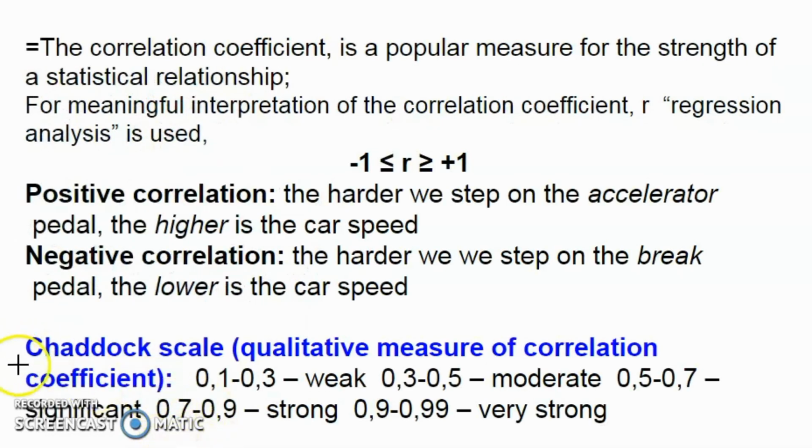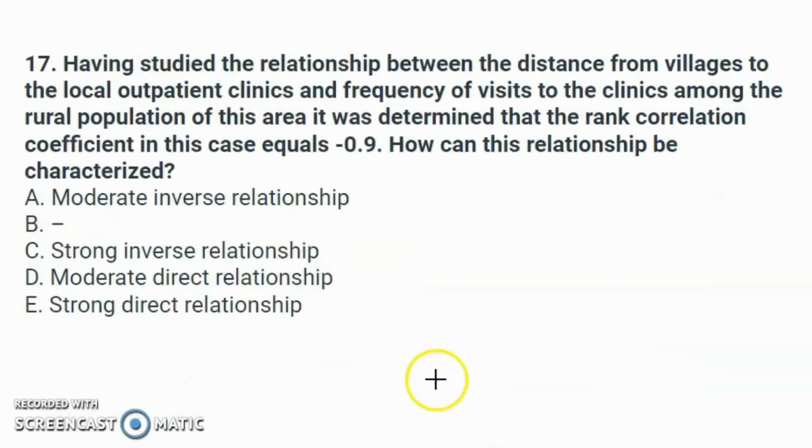As we see from the Chaddock scale, the correlation within range 0.9 to 0.99 is considered as very strong. With sign minus, it means inverse relationship, and we see here strong inverse relationship.